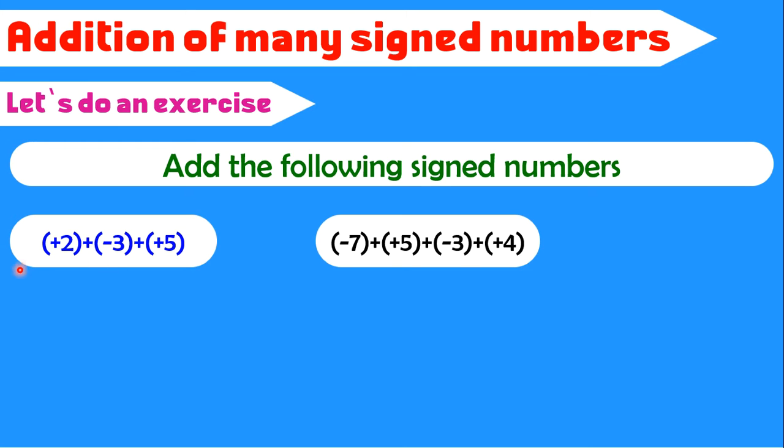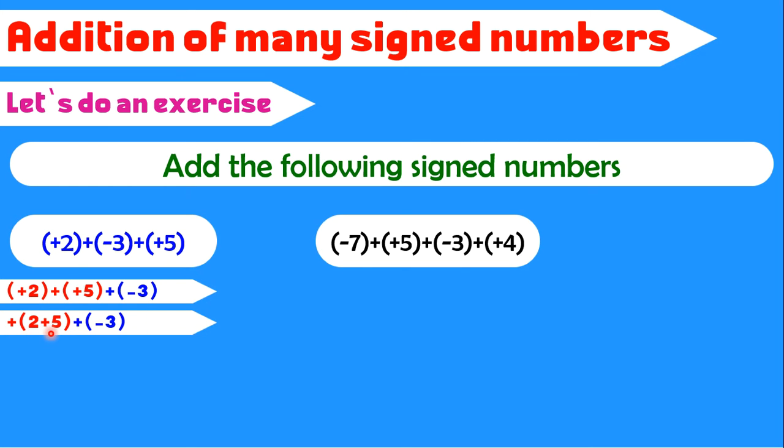We will start with this. The first thing we have to do is to put the sign numbers which have the same sign beside each other. So here we have plus 2 and here we have plus 5. They have the same sign, positive, positive. We will put them beside each other. So we put plus 2 added to plus 5 and then we put minus 3. Now we will do this addition as we studied before. Two sign numbers together. Positive and positive will give us positive and we add both numbers. It will give us plus 7.